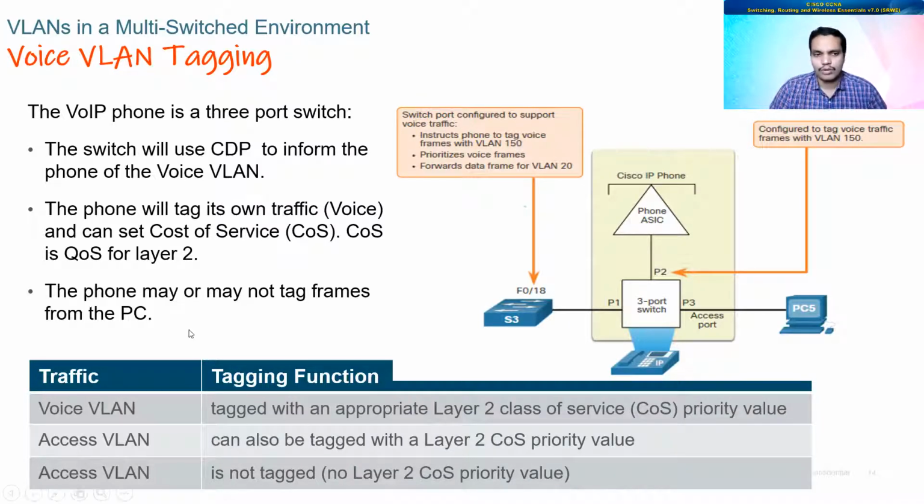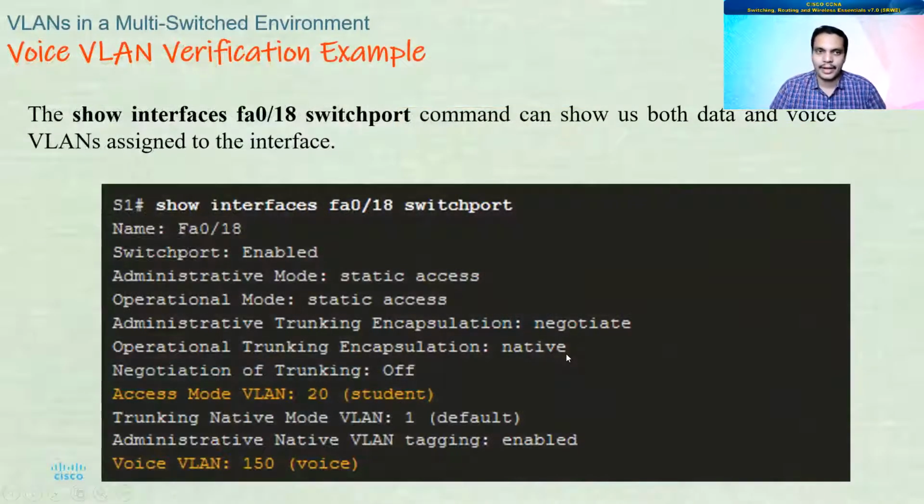Usually, the voice VLAN is tagged with the CoS priority value. Access VLAN can also be tagged with a CoS priority value, and access VLAN is not tagged when there is no priority value. This is how it usually happens with voice traffic. And we have separate commands to create voice VLANs also. We will see them in the course of this particular PPT.